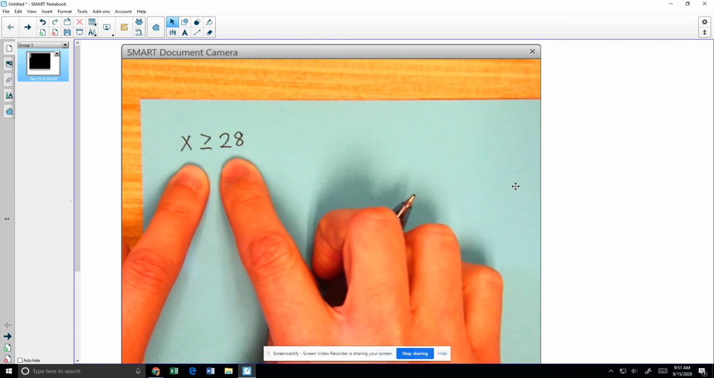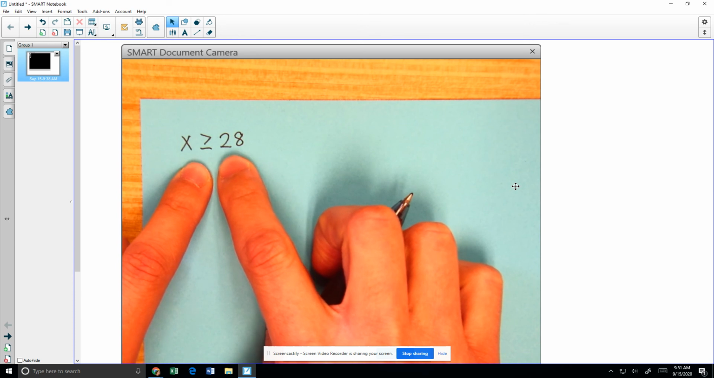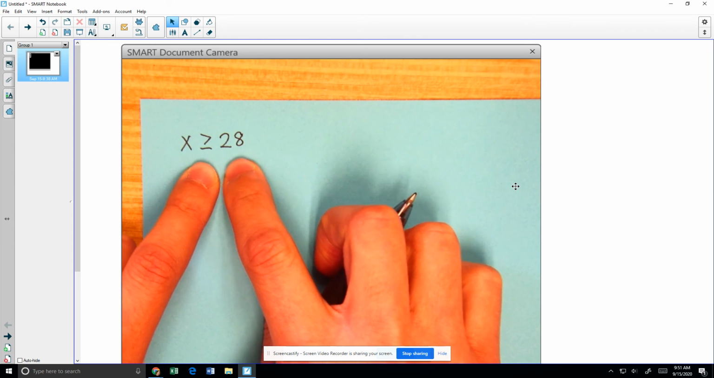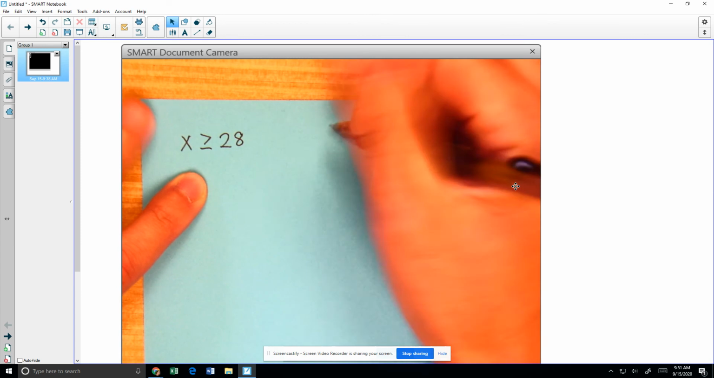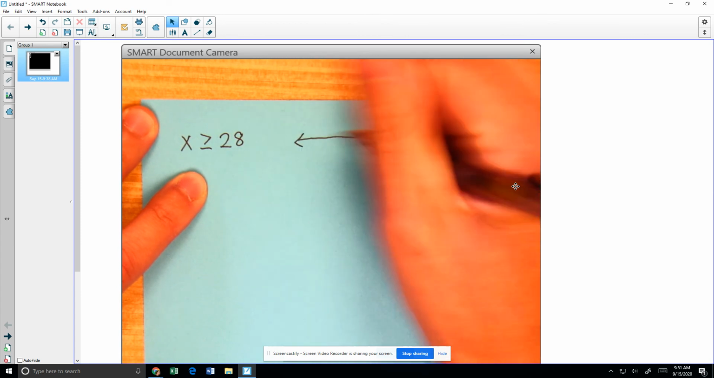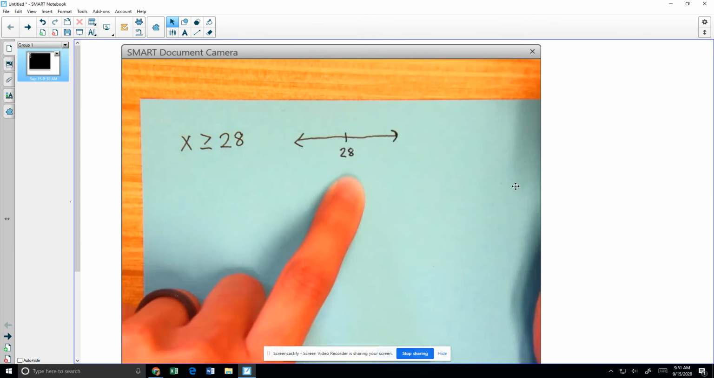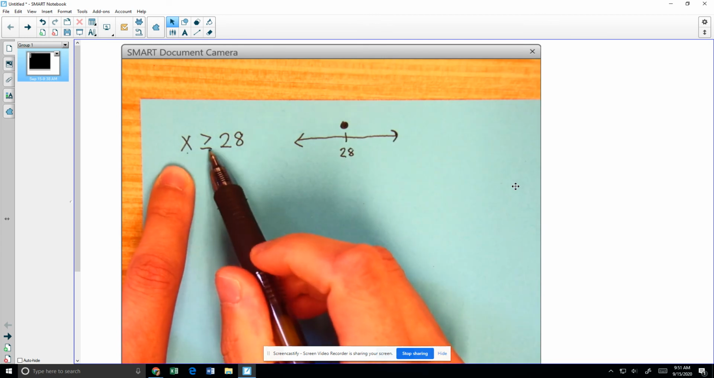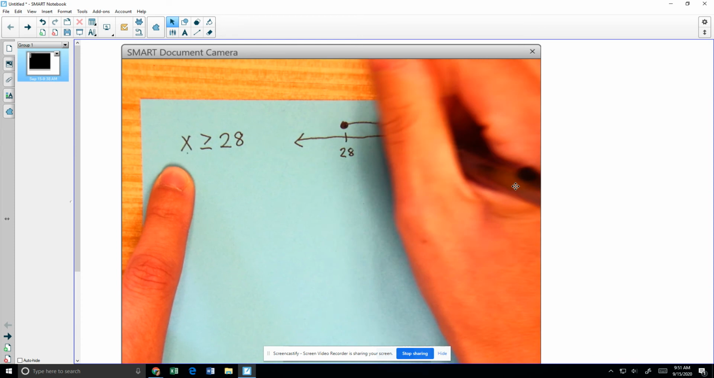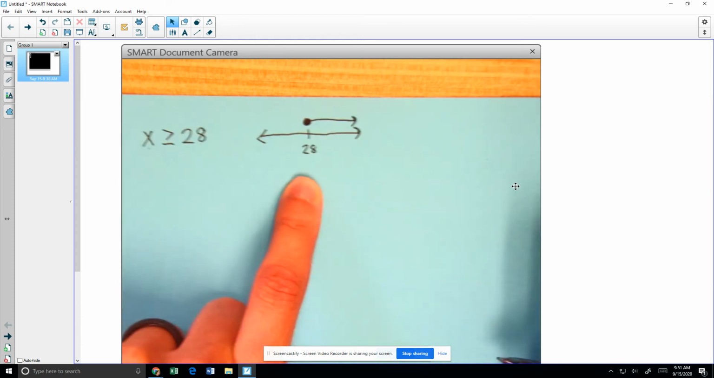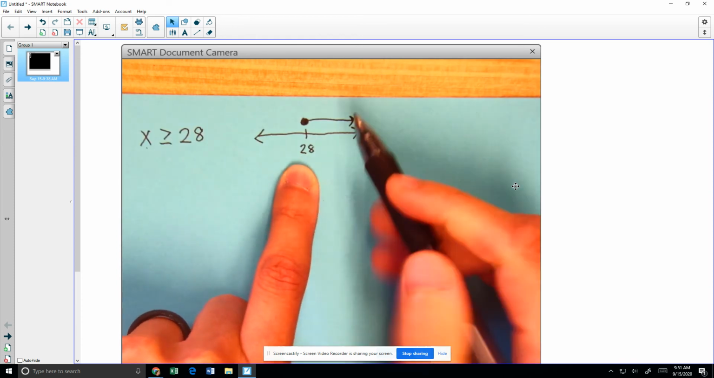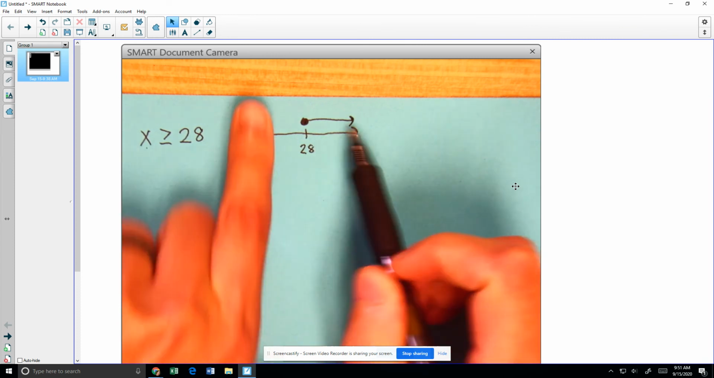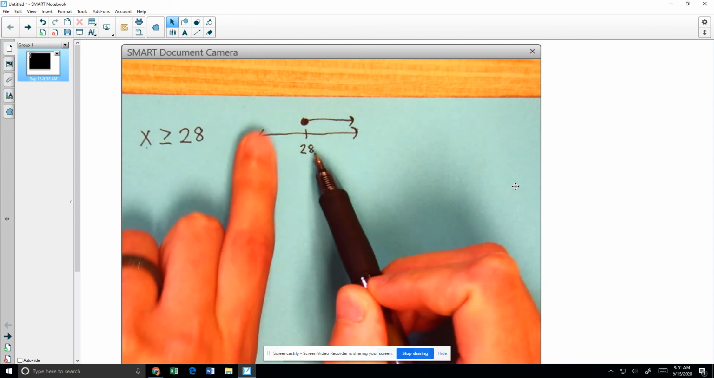But the thing is, in interval notation, they don't write it like this. So let me show you how they would write it. Well, let me actually graph it first. If I were to graph x is greater than or equal to 28, don't I have 28 here? I have a filled in circle. And since it's x is greater than, that means I would shade to the right. Okay, so this is what interval notation means. Interval notation means, from left to right, what is the smallest number you have?